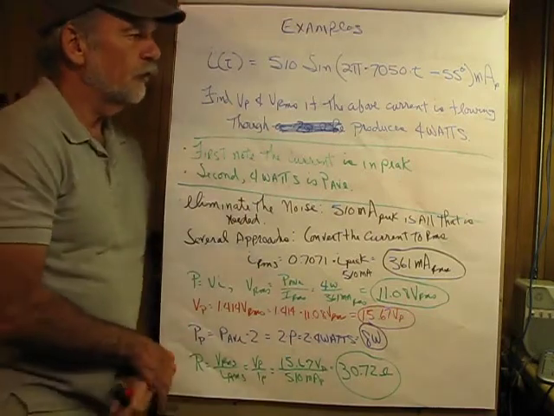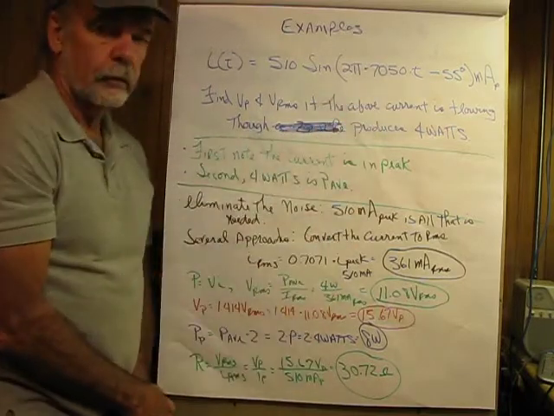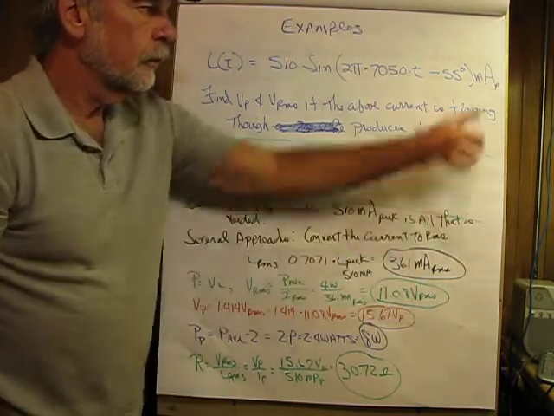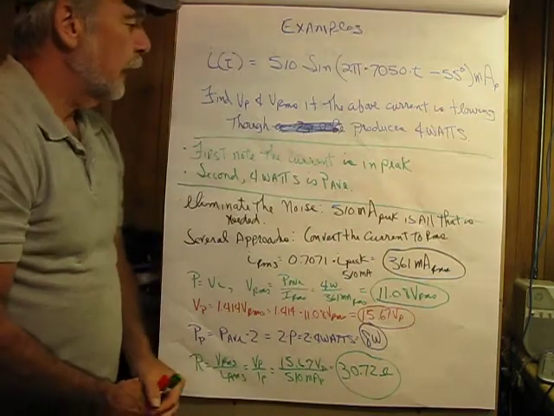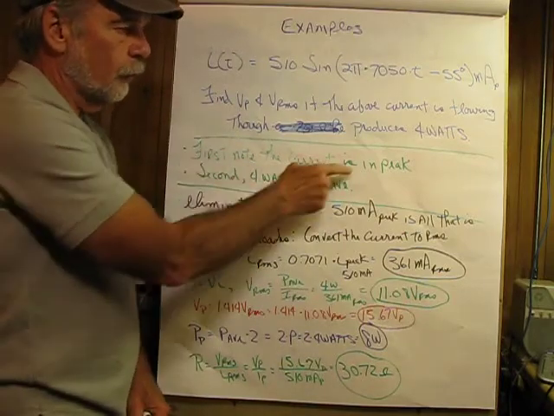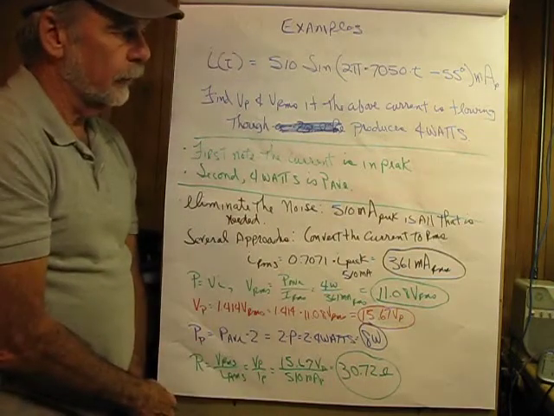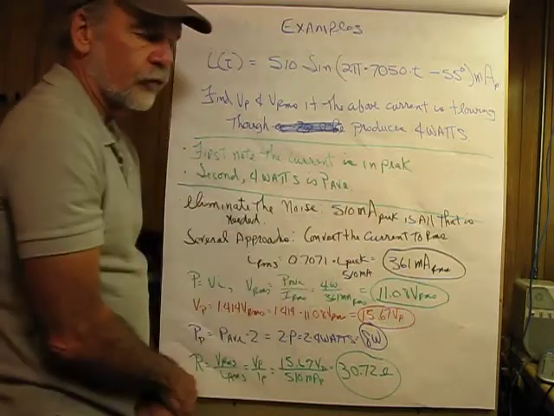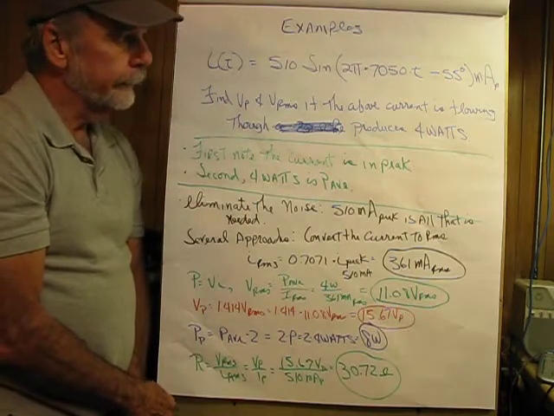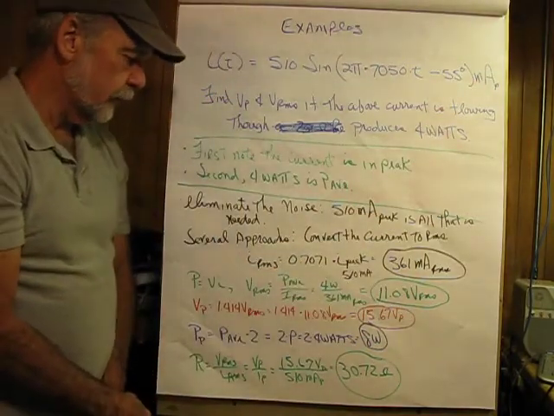Suppose I have i(t) equals 510 sine of 2 pi times 7050 (that would be in hertz) t minus 55 degrees milliamperes peak. We want to find the voltage peak and voltage RMS if the current is flowing through a resistor that produces 4 watts. Now, we've got a little difficulty here because 4 watts, since it doesn't say it's peak power, is assumed to be average power. And here we're dealing with mA peak. So we have to be very careful about that in our calculations.